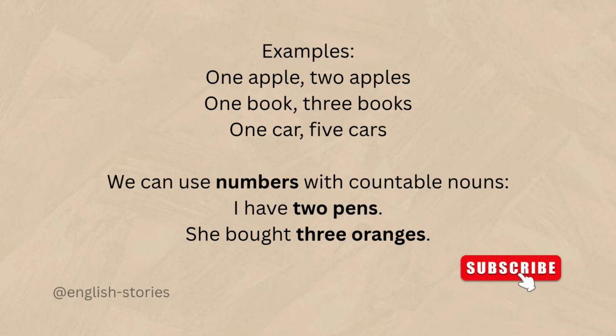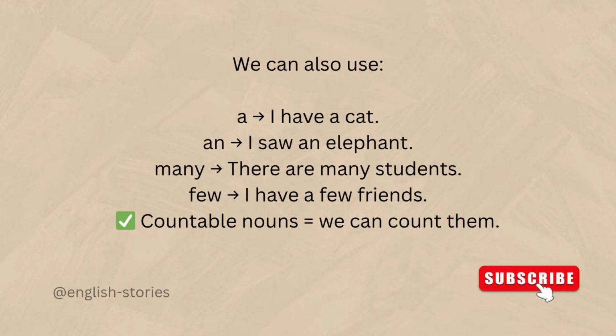Examples: 1 apple, 2 apples. 1 book, 3 books. 1 car, 5 cars. We can use numbers with countable nouns. I have 2 pens. She bought 3 oranges. We can also use a or an: I have a cat. And I saw an elephant. Many: there are many students. Few: I have a few friends. Countable nouns equals we can count them.